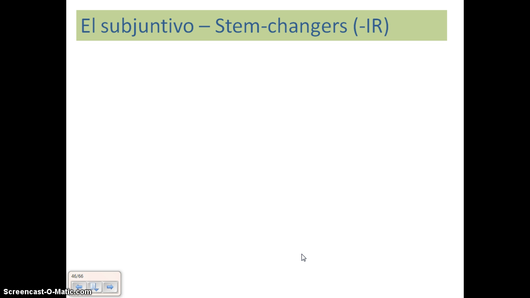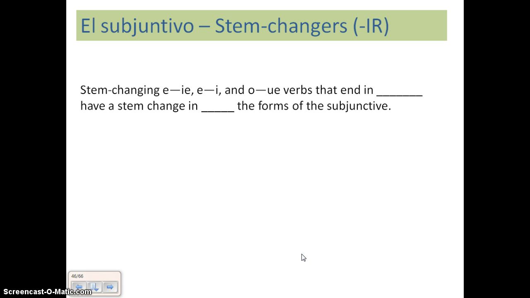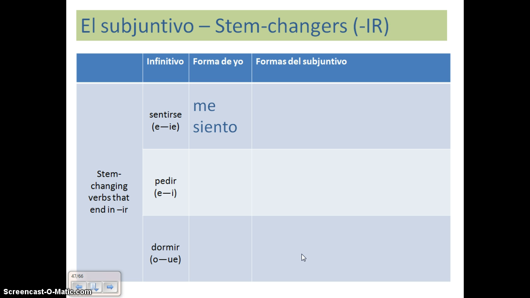Now let's talk about our IR endings. Okay, the stem changing E to IE, E to I, and O to UE verbs that end in IR have a stem changing in all of the forms of the subjunctive. Now here's what's tricky. The stem change is not always going to be the same in all forms. They will all have a change, but not necessarily the same change in the nosotros and vosotros forms. Some examples. So, me siento, pido, duermo.